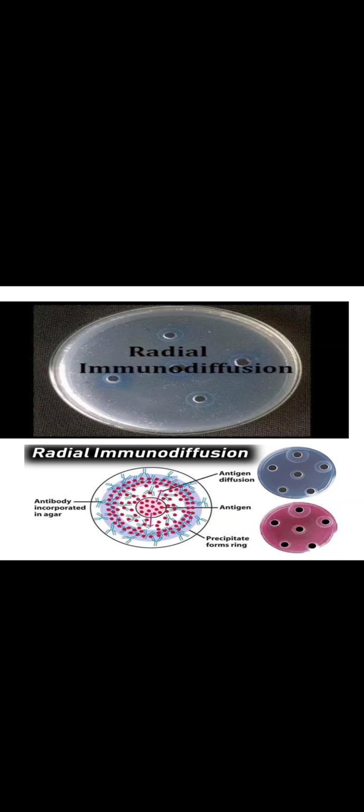So according to the concentration, the diffusion level: if the concentration of the antigen that I have added here is more, I can see more diffusion. Now how do I know it has diffused more? The precipitin ring that is formed will be bigger. If the precipitin ring is smaller, it means the antigen concentration is less. So a smaller ring means lesser concentration, a bigger ring means more concentration.